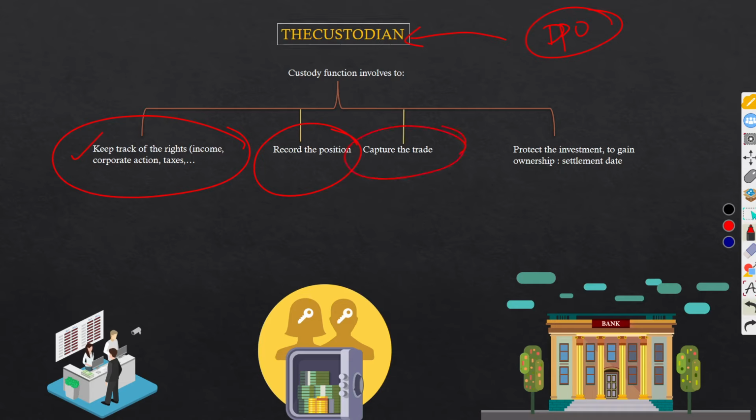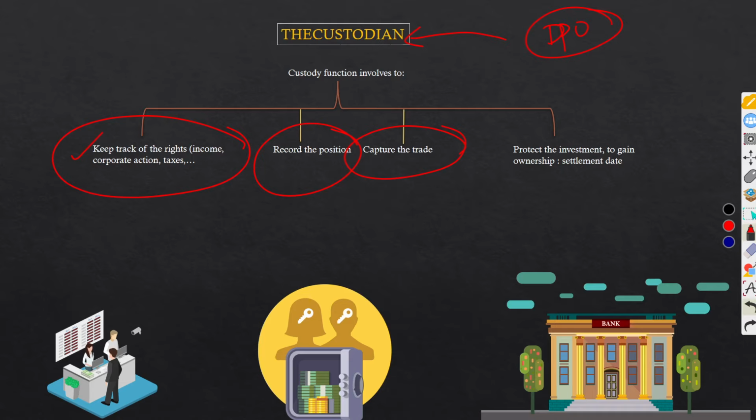Then the third one is capture the trades. Capturing the trade means the custodian will provide a facility to capture the trades from clearing agent platforms like DTCC, Euroclear, ClearPar, and other platforms. They'll help you get the proper trade details so that the fund or other institutions can easily record the trades in the books of account. And the custodian will also help to settle the trades.